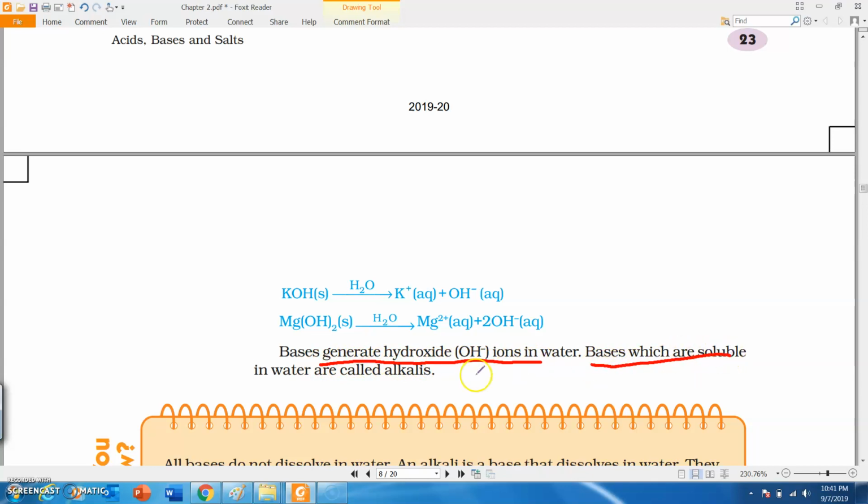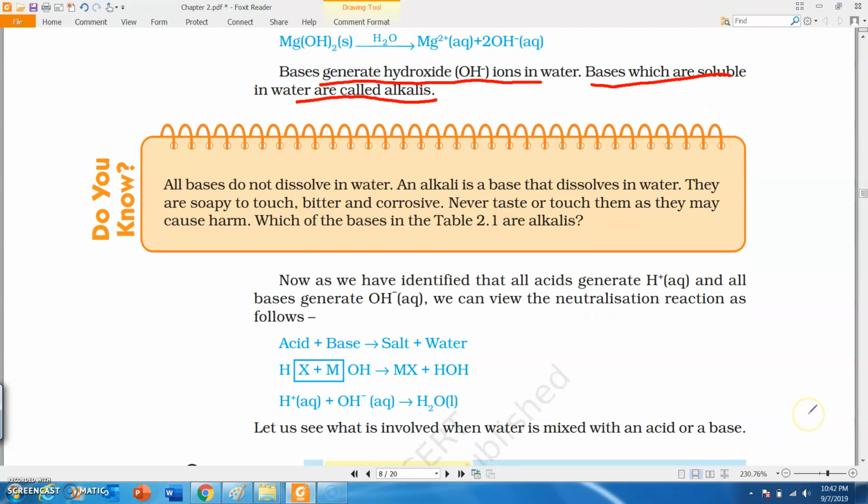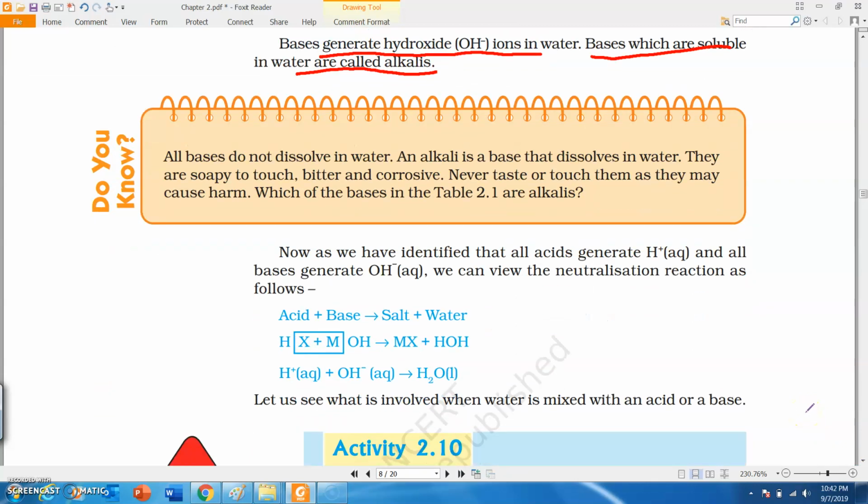Bases which are soluble in water are called the alkalis. This is the definition of alkali. What are alkalis? Bases which are soluble in water are called the alkalis. Now, as we have identified that all acids generate H ion and all bases generate OH ion, we can view the neutralization reaction as follows. This neutralization reaction shows when acid reacts with base, salt and water are produced.